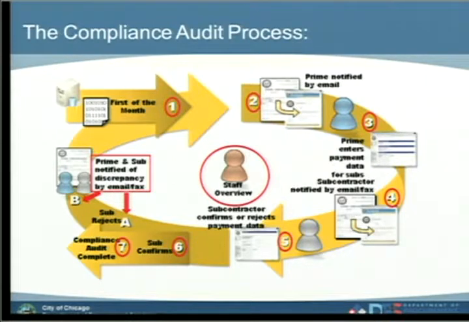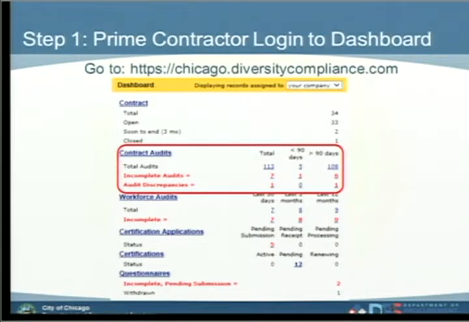The first step: when a prime logs into the C2 system, they automatically get populated to their dashboard. On the dashboard screen, you see the total number of contracts, the total number of contracts that are open, and the total number of contracts that are closed. But our main focus is on the contract audit, the red circled box. From this box, we see that the prime contractor has 7 incomplete audits and 1 audit discrepancy. I want you to remember this screen because we're going to come back to audit discrepancies.